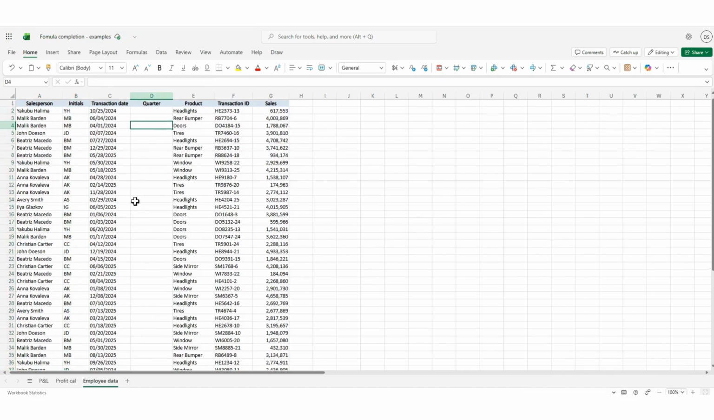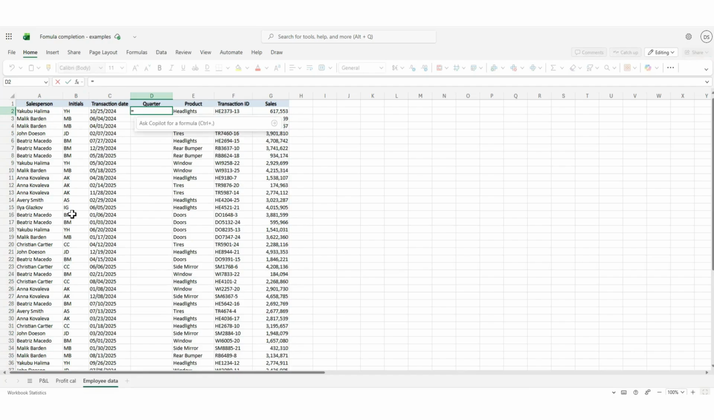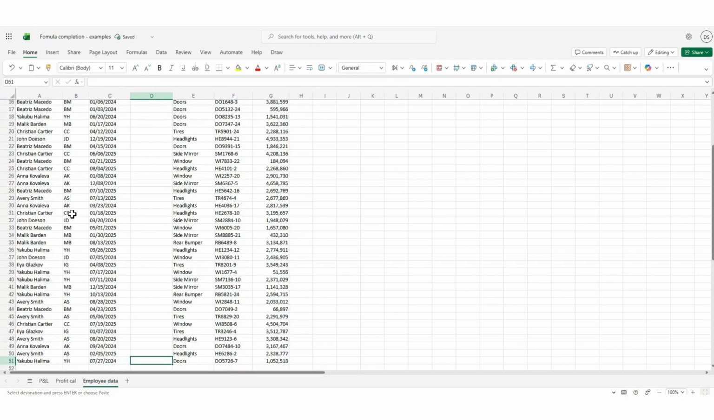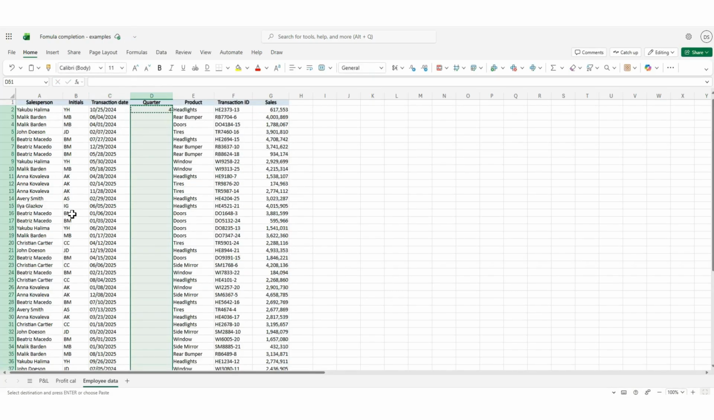So another thing that we are looking for in this table is the quarter. Let's see what Copilot has to suggest. Again, probably 1 second or so in suggesting the correct formula, while in case I have to figure it out myself, I would have taken probably a minute or so.